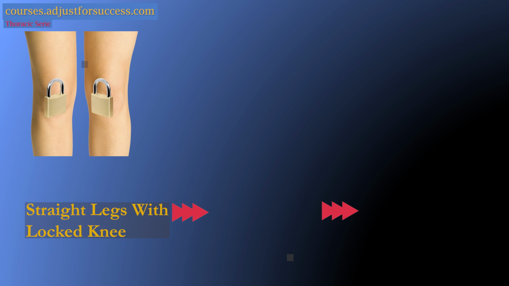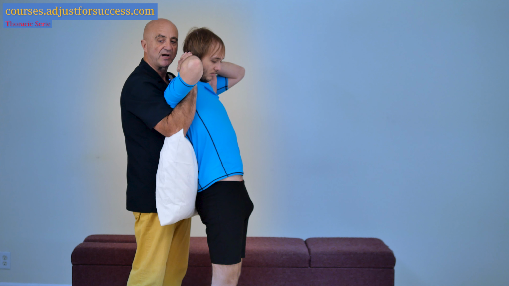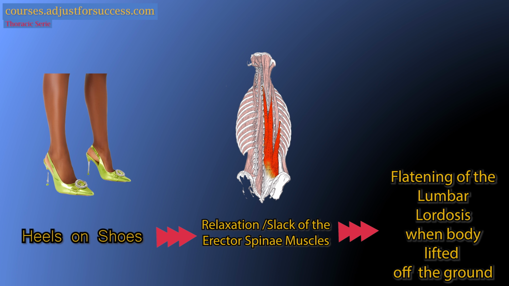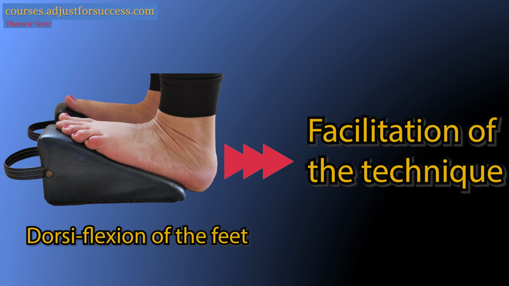The straight leg maintains a psoas pull, preserving the lumbar lordosis, and using a pillowcase can increase even more this lordosis. High heels on the patient's shoes bring slack in the erector spinae muscles, leading to a flattening of the lumbar lordosis when the body is lifted off the ground. So no heels on the patient's shoes prior to performing the technique. Using a block to dorsiflex the patient's forefoot can facilitate the technique, and it is a facilitating technique.